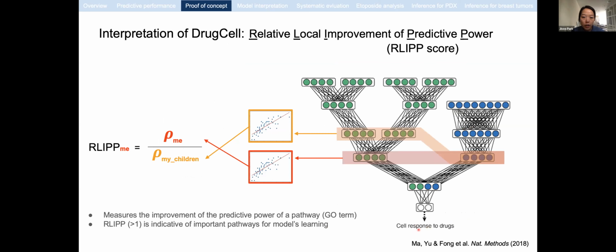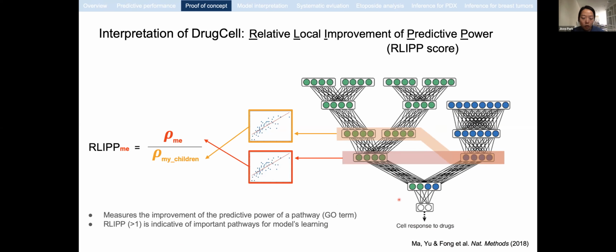To answer that question, we used a metric defined in a previous publication of the Ideker lab called relative local improvement of predictive power, which I will call RLIPP for the rest of my presentation. The RLIPP score compares the predictive power of the neuron values assigned to a pathway to that of the concatenation of the neuron values assigned to each of its children. The parent-children relationship is defined in the Gene Ontology.